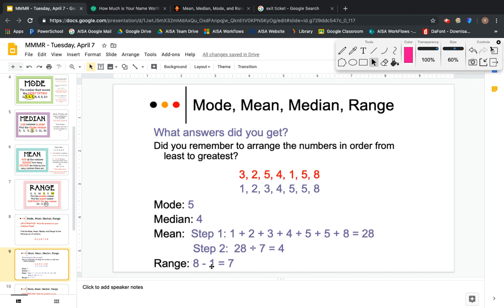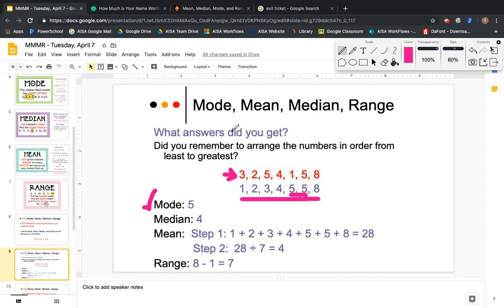Okay, let's see how you did. So the very first thing is you should have put your numbers in order from least to greatest. So looking at your original set of numbers, they were not in order. So the very first thing you should have done is place them in order. Now that I have them in order, now I can easily find my mode. So I can see that number 5 repeated twice. So that is the mode, the number that repeats the most.